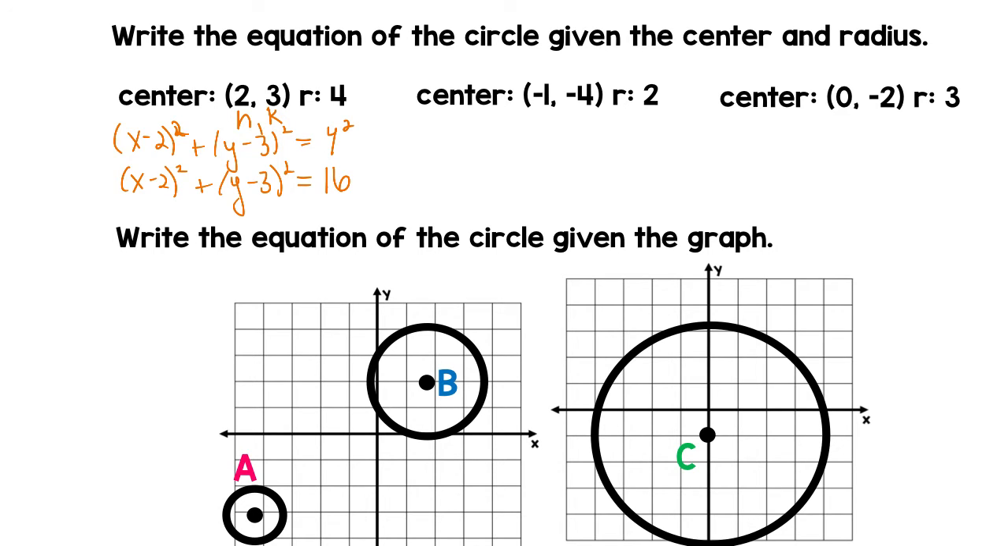I think you can do these on your own. The next two, pause here, you do them. All right, (-1, -4) is our h and k. Let's plug it in. X minus -1 squared plus y minus -4 squared equals 2 squared. Well, x minus -1 is the same as x plus 1 squared plus y plus 4 squared equals 4.